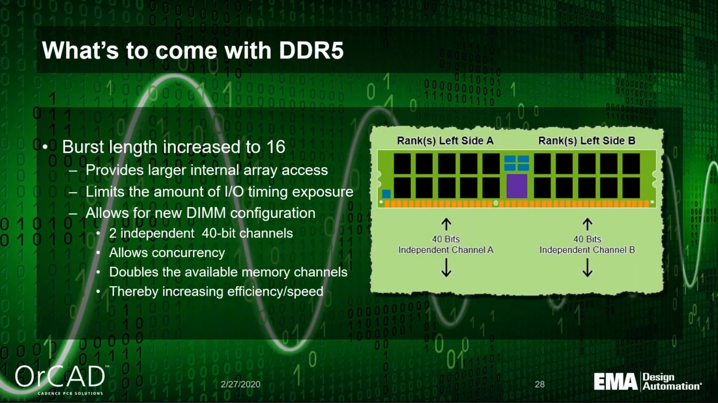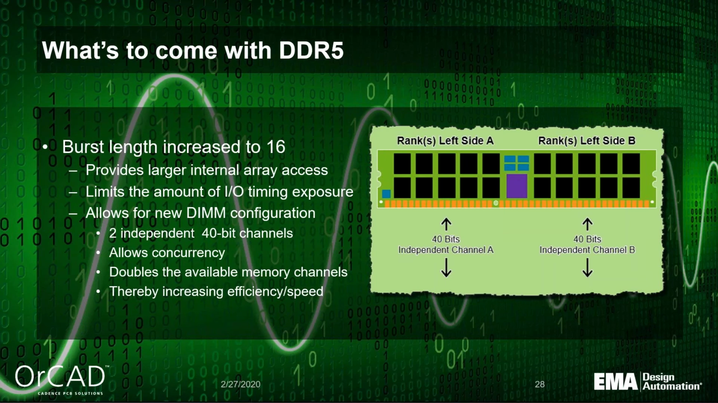Another thing that's going to happen is burst length is going to be increased to 16. What this does is it provides larger internal access to the array, and therefore they don't have to take the timing hit of going through the IOs to transfer that data from the internal memory array out to the IOs. They only have to do that one time, 16 words at a time. So if you're having to access smaller word sizes to get these larger sizes out, you're going to have to go through multiple timing hits of the IOs because you're accessing the array and bringing that information out multiple times. With the wider access, there's less timing exposure to that.